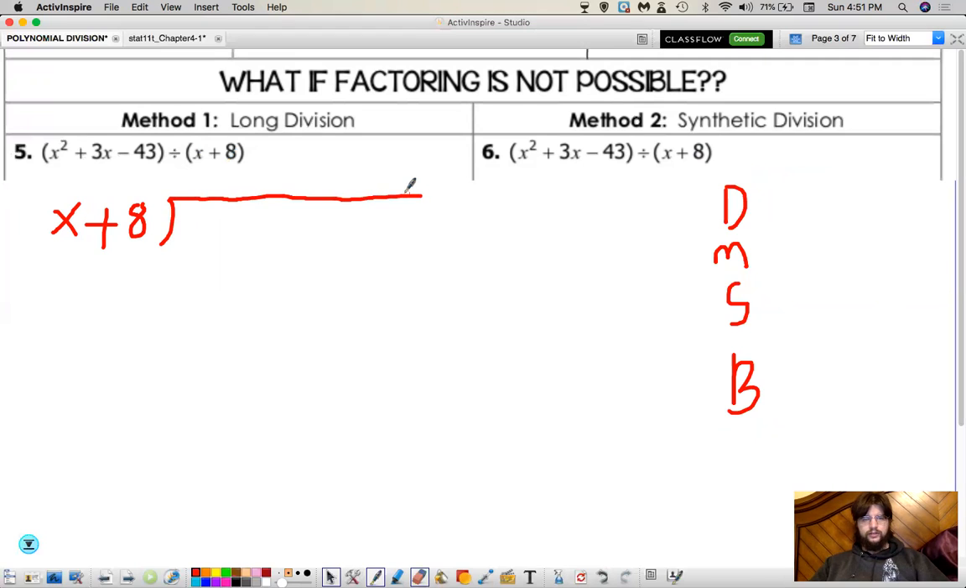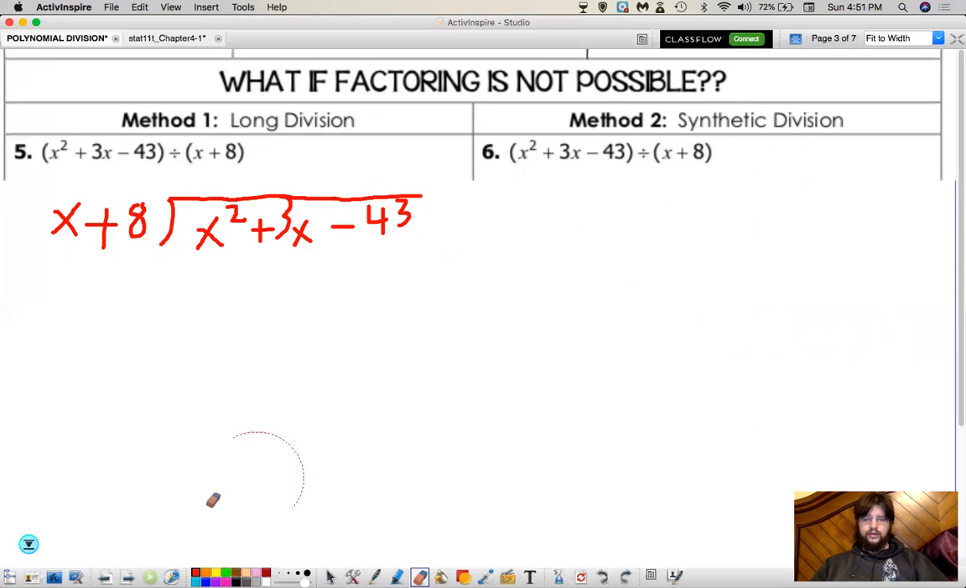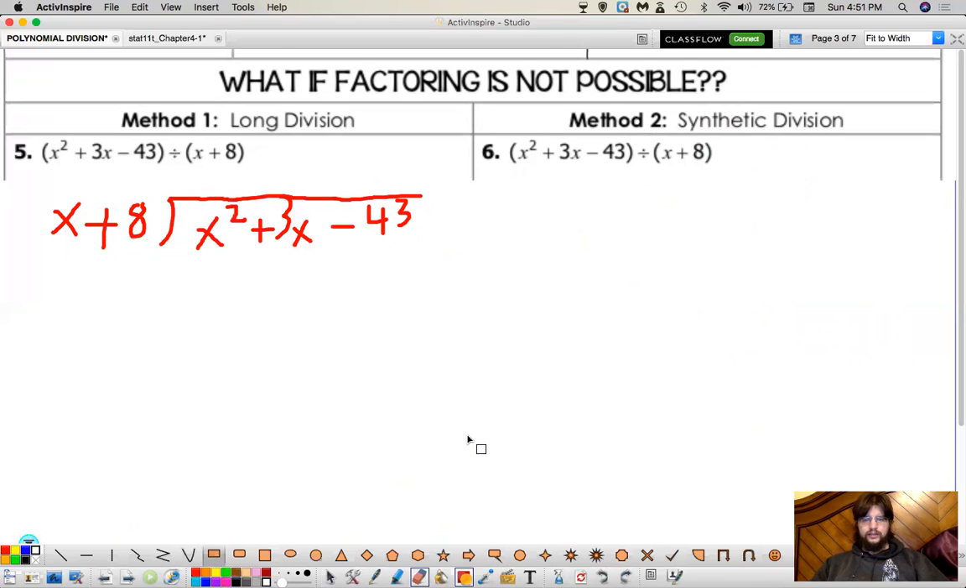And that goes into our dividend, x squared plus 3x minus 43. Let me get this out of the way for a minute. This is the step of things we do. We divide, then we multiply, subtract, and bring down. We'll see what that looks like in just a second.